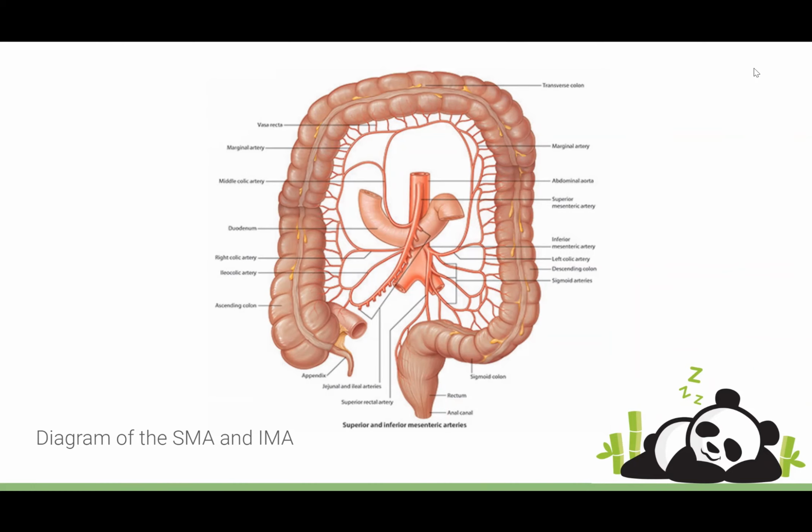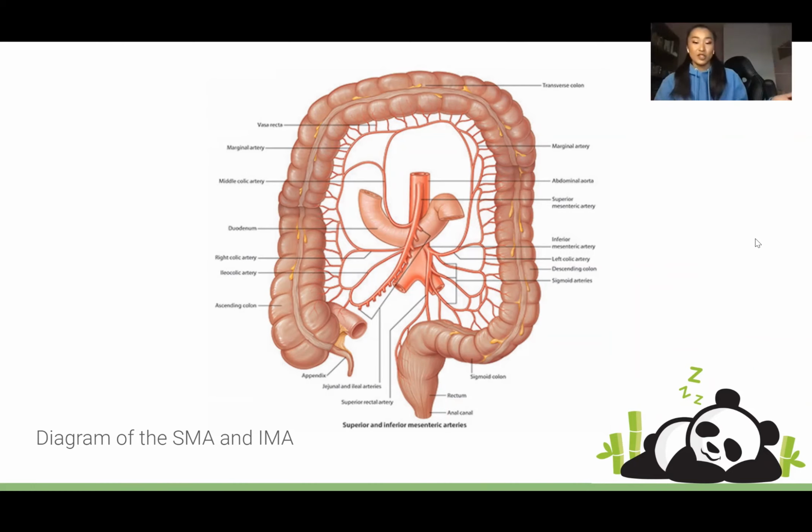So it does the descending. Sigmoid, as the name suggests, does the sigmoid. And then the superior rectal, it's called the superior because there's 2 rectal arteries. So this one's coming from above. And then you've got the inferior rectal coming from below. And that's obviously going to go supply the rectum.